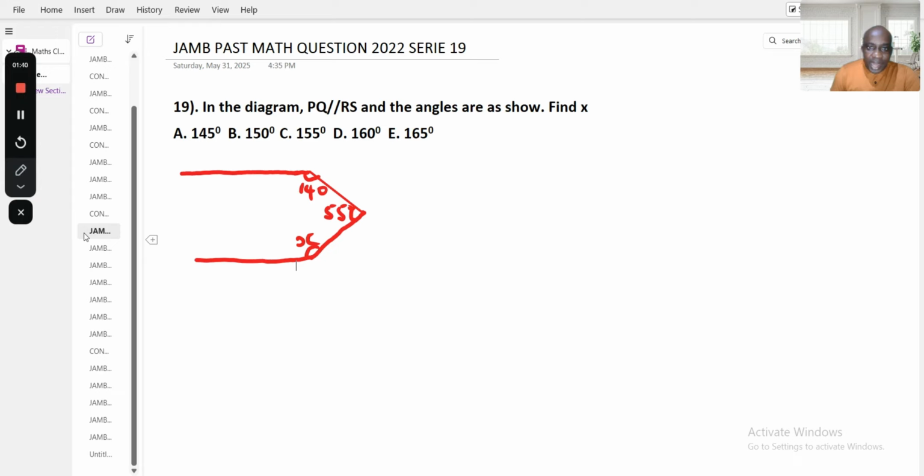In the diagram, PQ is parallel to PX and the angles are as shown. Find the value of X. We are going to find the value of X. When you see something like this, know that the sum of the three angles is what? 360 degrees. How did you get that? Let me draw another one so that I will show you.